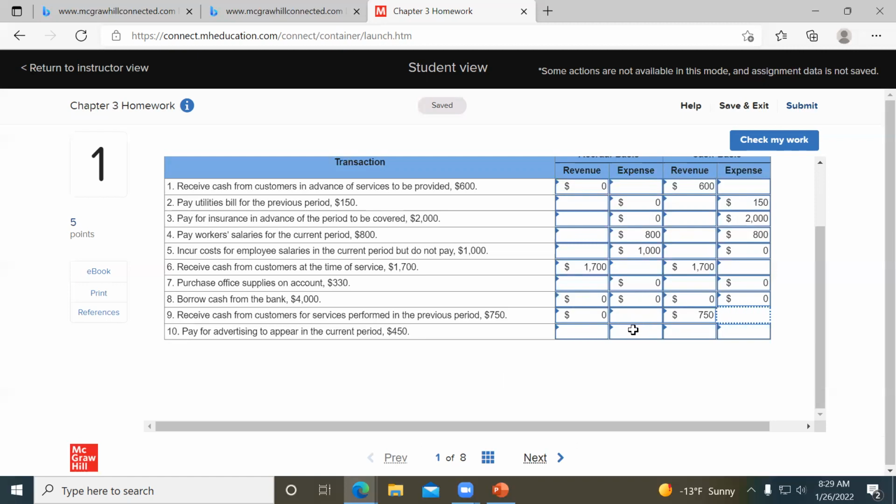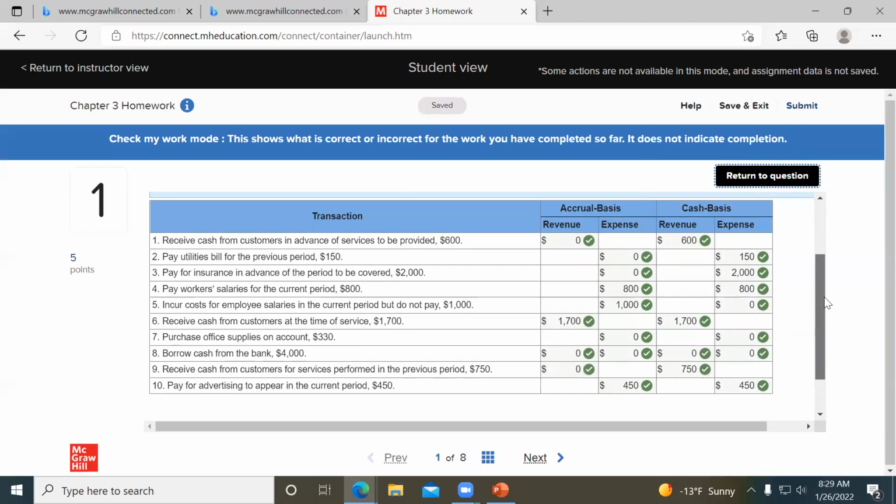Number 10, pay for advertising to appear in the current period. We would record that under the accrual basis because it's the current period. And we would record it under the cash basis because we paid cash for the expense.